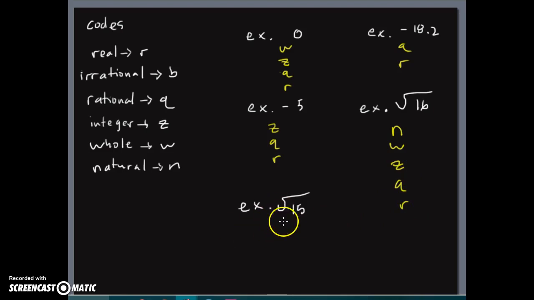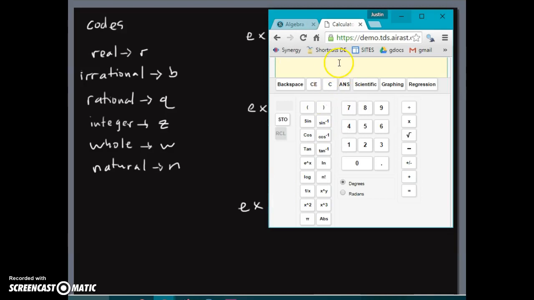Last one, square root of 15. I'm going to do the same exact thing. I'm going to open up the calculator feature. I'm going to type in the square root button over here. Then I'm going to type in 15 and hit enter.